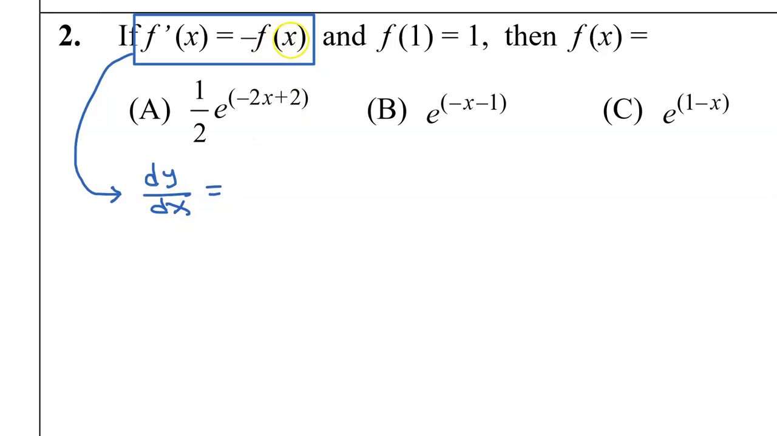And f of x is just like y, so negative y. This is a separable differential equation. Let's get all of the y's on the left and the x's on the right. We can begin by moving dx to the right-hand side by multiplying both sides by dx.